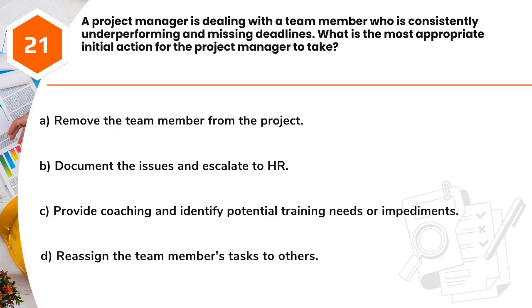Question 21. A project manager is dealing with a team member who is consistently underperforming and missing deadlines. What is the most appropriate initial action for the project manager to take? A. Remove the team member from the project. B. Document the issues and escalate to HR. C. Provide coaching and identify potential training needs or impediments. D. Reassign the team member's tasks to others.